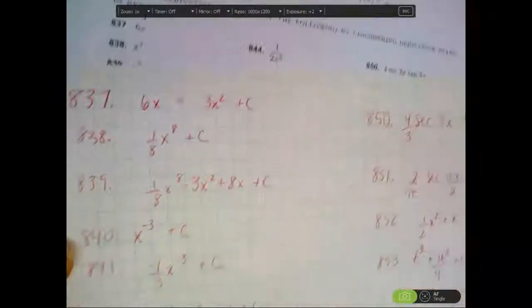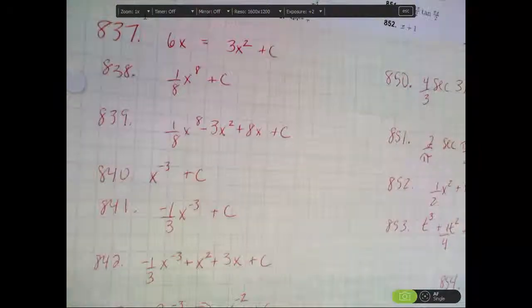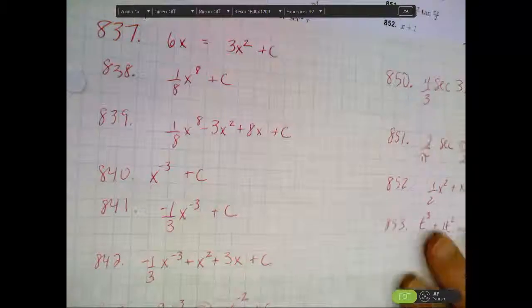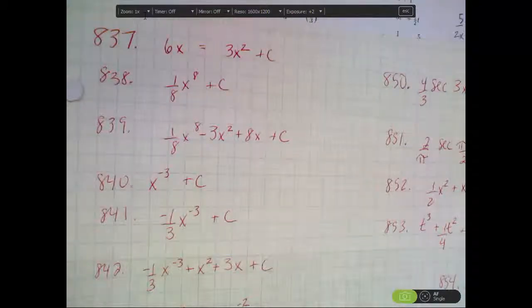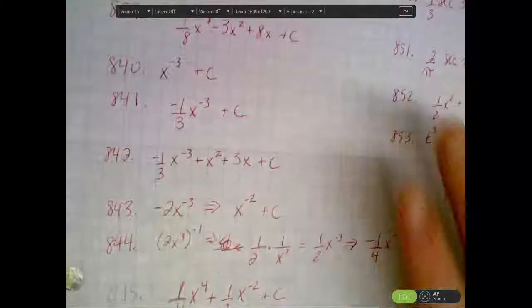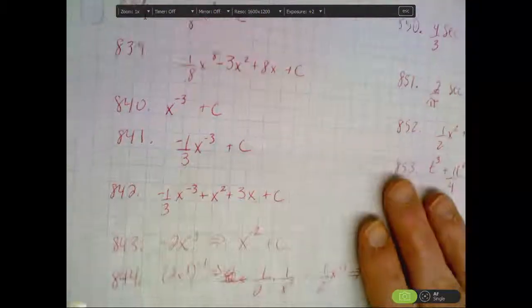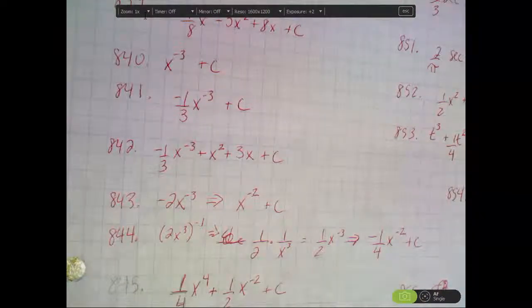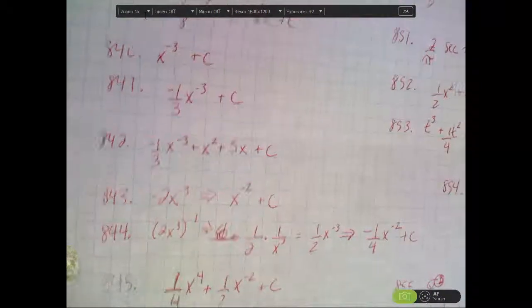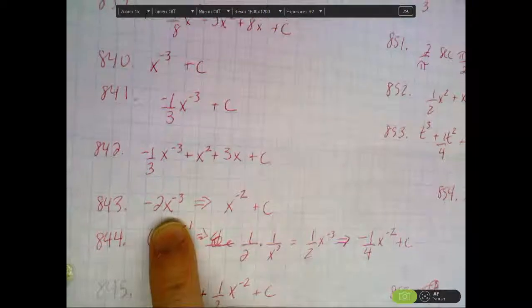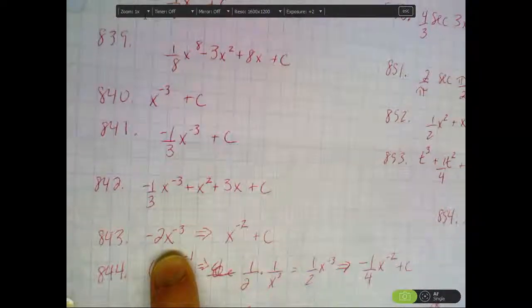I'm just going to go through these quickly, except for the ones that are a little bit tricky. 840 was no big deal. 841 wasn't so bad. 842 wasn't so bad. 843, again, anytime you can write something with a negative exponent, do so. So 843 is this one, so I just wrote the x with the negative exponent.